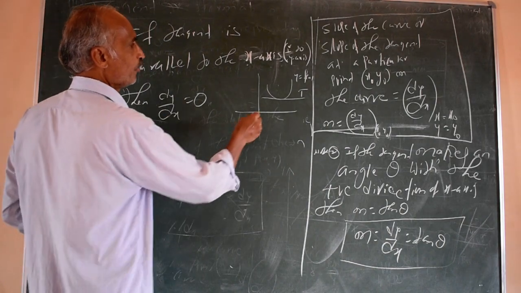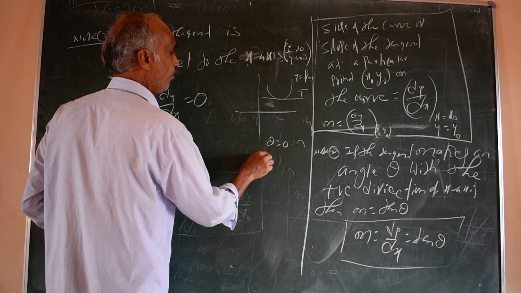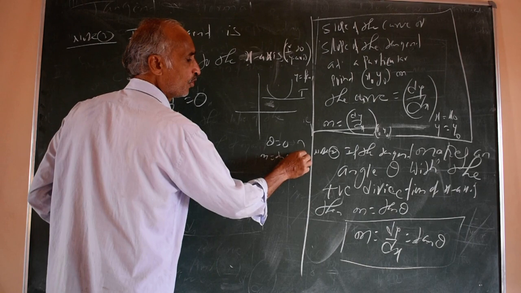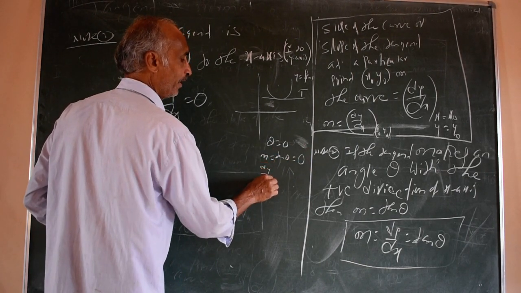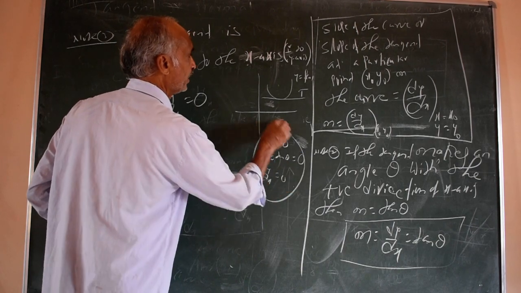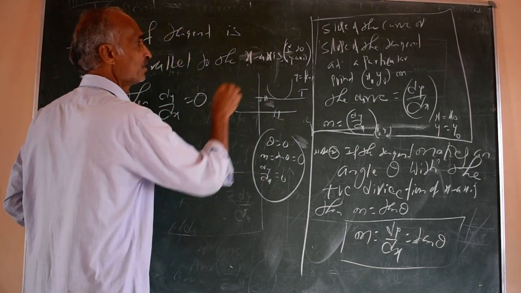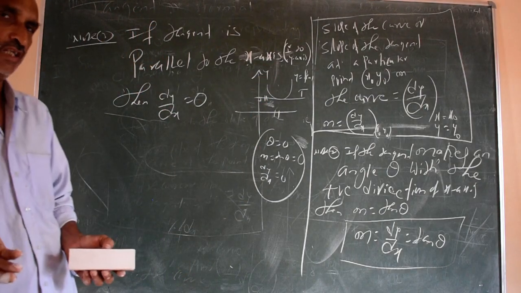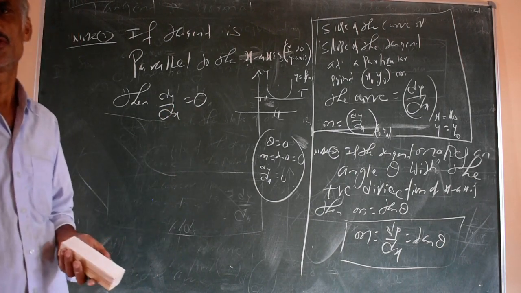Why dy by dx is 0? Here theta is 0, no? Theta is 0, and what is the m? M is equals to tan theta. Tan theta is tan 0. Tan 0 is 0. Therefore m is dy by dx. Therefore dy by dx is 0. And the tangent is parallel to x-axis. It is perpendicular to y-axis. Therefore the question may be perpendicular to y-axis or parallel to x-axis. The result is same. Dy by dx is 0.